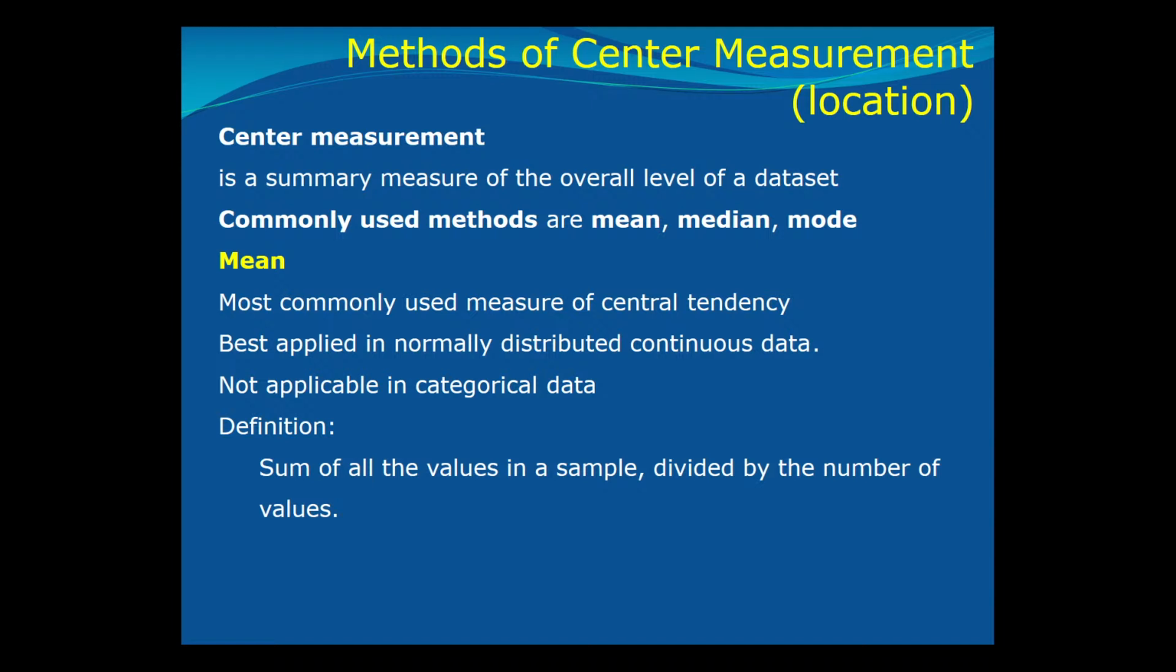Mean is the most commonly used measure of central tendency, best applied to normally distributed continuous data, not applicable to categorical data. And the definition of the mean, you know how to calculate it. You need to sum up all the values in a sample, and you need to divide this sum by the number of values observed.